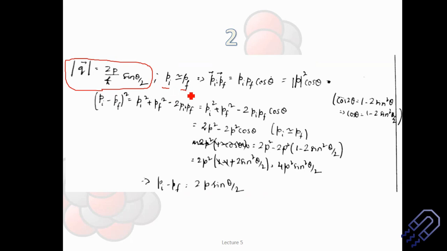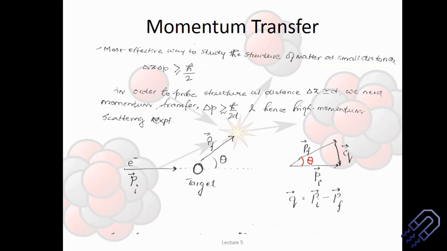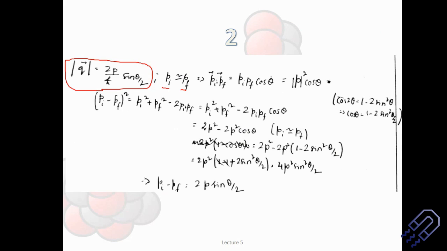So the question is, if it is almost equal, we will say that this particular equation should become zero. The question is, this and this approach each other. It's not that they are equal. So that's why we're going to take a different approach to solve this mathematically. We consider Pi is almost equal to Pf. So we just take the dot product of Pi dot Pf. We can write Pi Pf cos theta. Since Pi and Pf are almost equal, we can just assume it to be modulus of P square into cos of theta. Now we will square it.